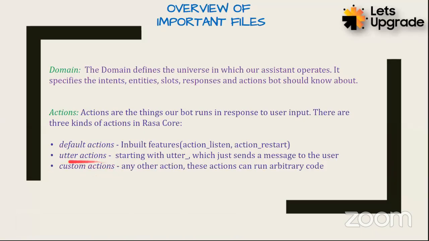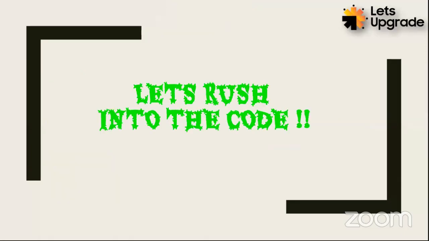So custom actions is a place where you define a logic with some language, say Python, in the Rasa, and you will try to fetch the outputs from the Rasa chatbot. So that's enough theory. Now let's go into the code.